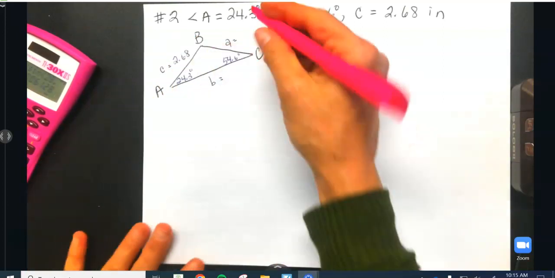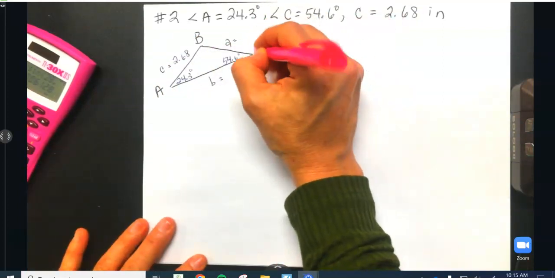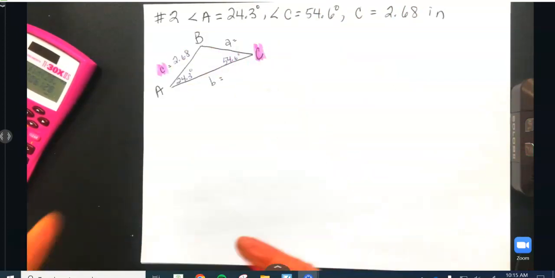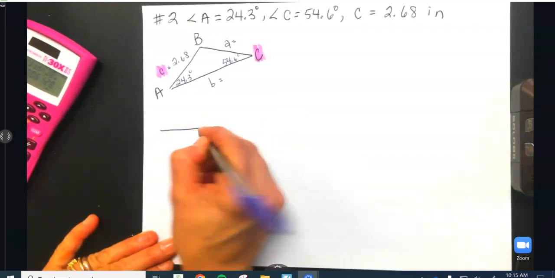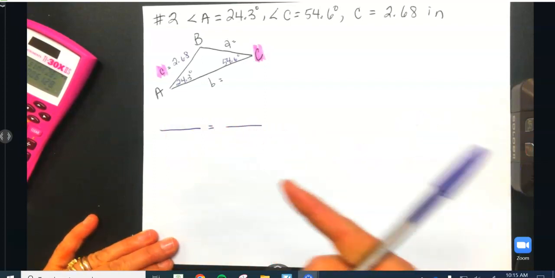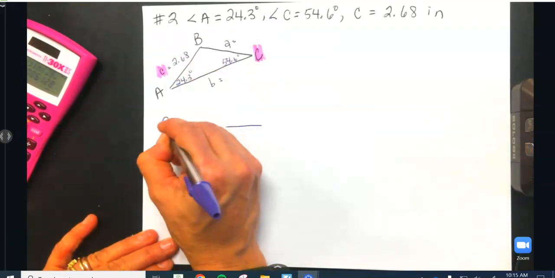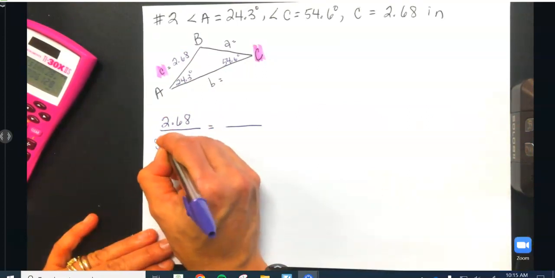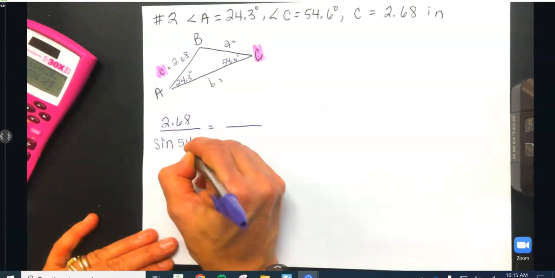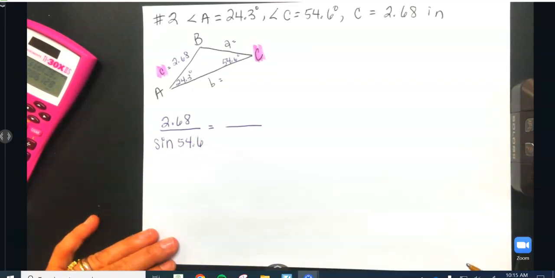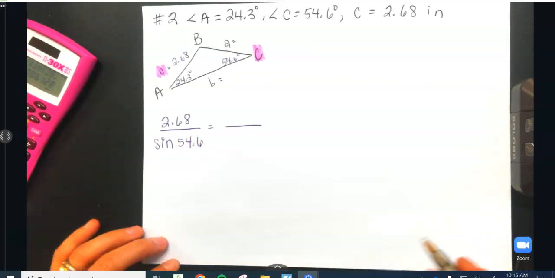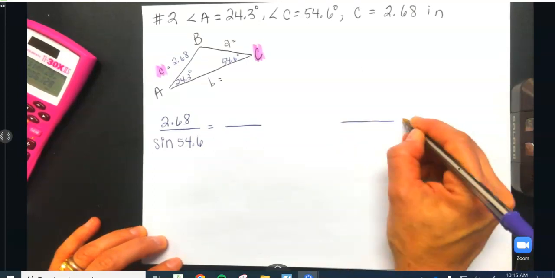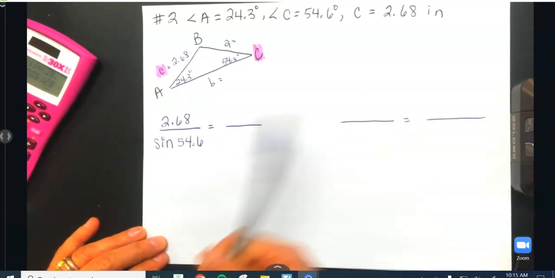All right, great. So since I have an angle and a leg measure, I know that stuff's going to be on the left side of my proportion. So before I even set up the rest of my work, I know I'm going to start with 2.68 on top and sine of 54.6. And remember, I recycle stuff. I'm going to use the same thing over here.